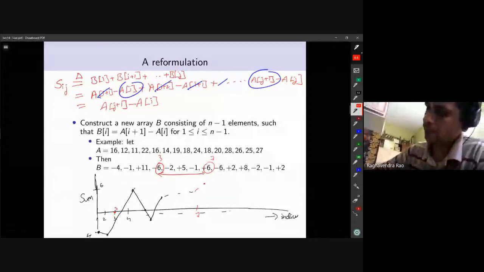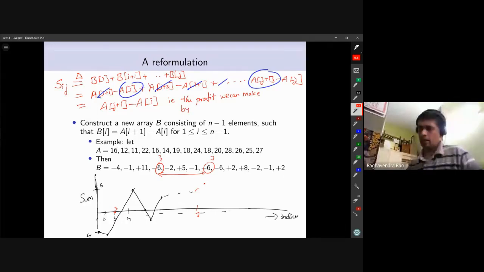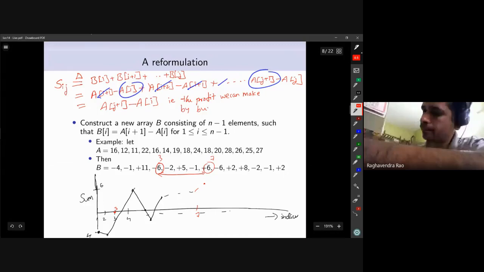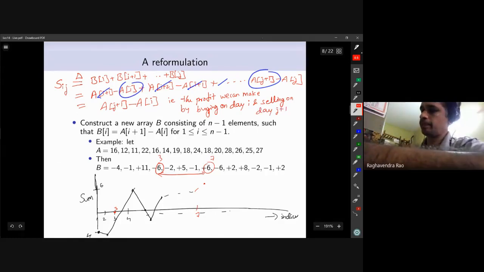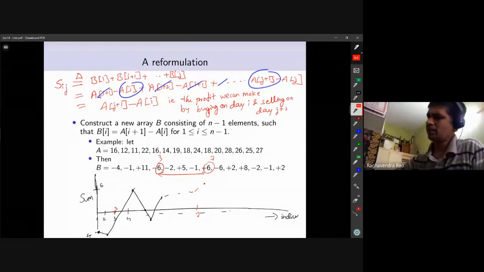That is the profit we can make by buying on day i and selling on day j plus 1. Okay. And these are the quantities that we were interested in, right?